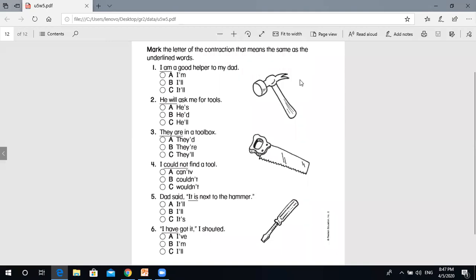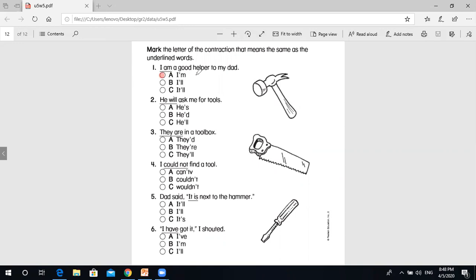Okay, mark the letter of the contraction that means the same as the underlined words. I am. Which one is the correct contraction here? Let's read them: I'm, I'll, it'll. Which one is the correct one? The first one is the correct one. I am: I replace the letter A with the apostrophe to make a short word.